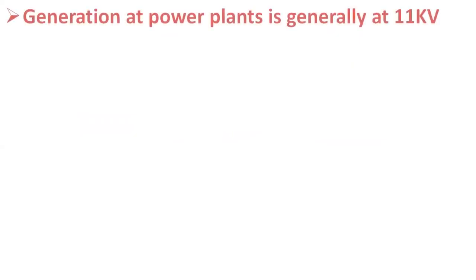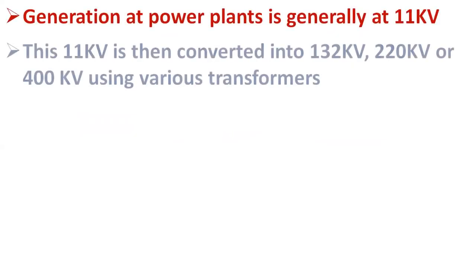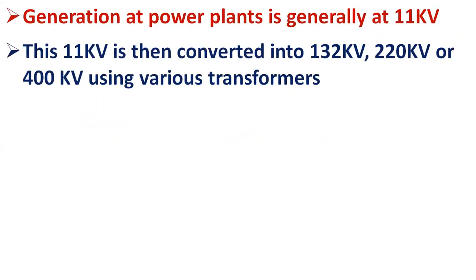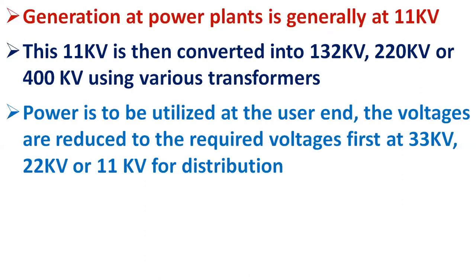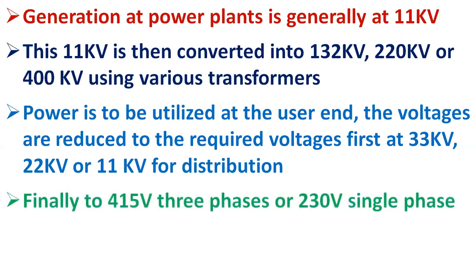It is important to know why there are different voltages for different stages. Generation at power plants is generally at 11 kilovolts. This 11 kilovolts is then converted into 132 kilovolts, 220 kilovolts, or 400 kilovolts using various transformers. Again, when power is to be utilized at the user end, the voltages are reduced first to 33 kilovolts, 22 kilovolts, or 11 kilovolts for distribution, and then finally to 415 volts three phase or 230 volts single phase.